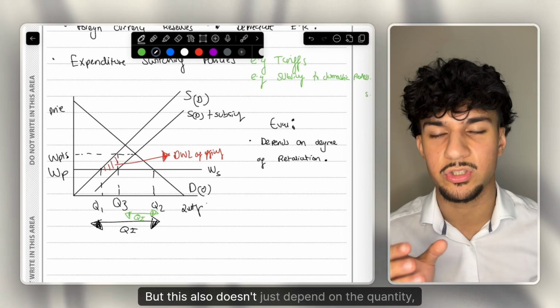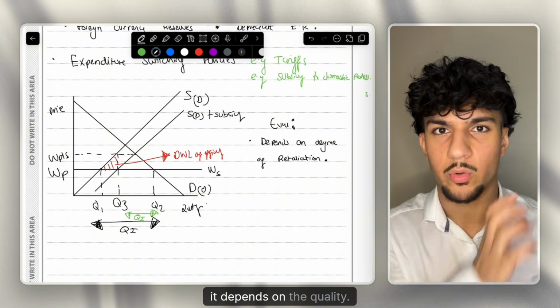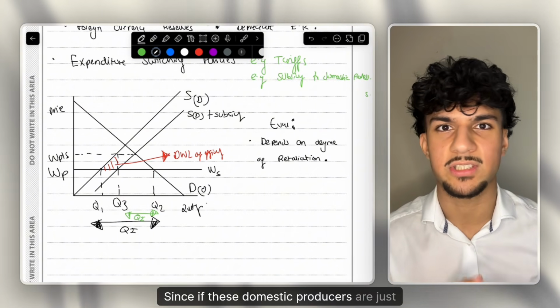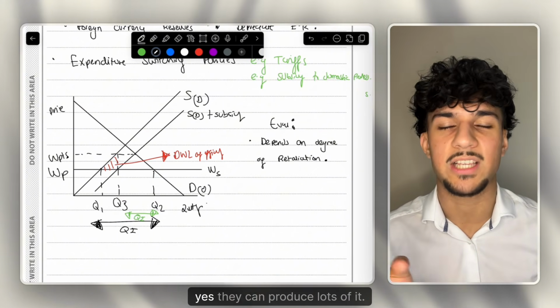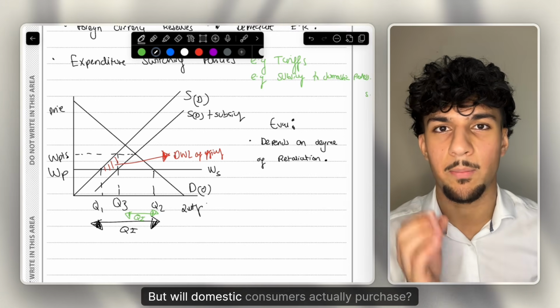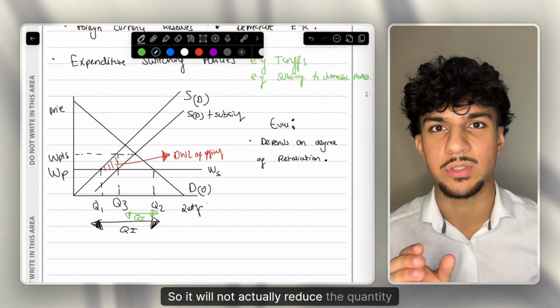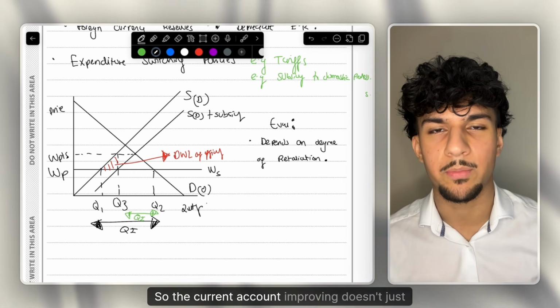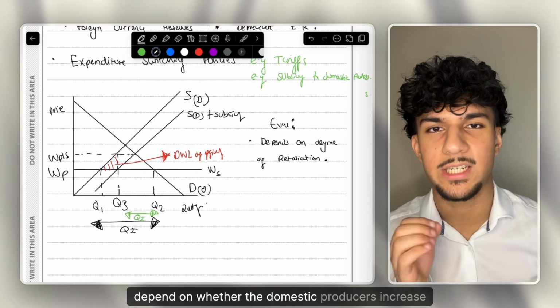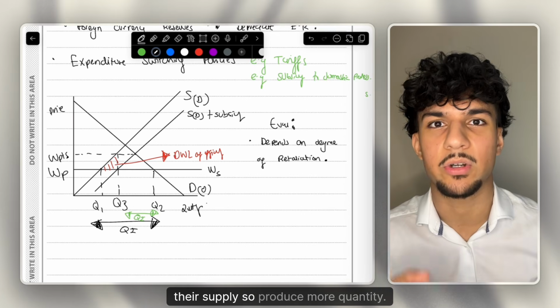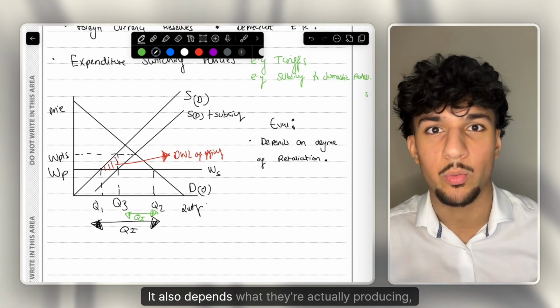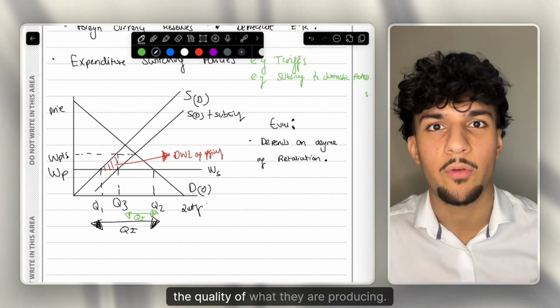But this also doesn't just depend on the quantity, it depends on the quality. Since if these domestic producers are just producing absolute garbage, yes, they can produce lots of it, but will domestic consumers actually purchase it? Probably not. So it will not actually reduce the quantity imported. So the current account improving doesn't just depend on whether the domestic producers increase their supply, so produce more quantity. It also depends on what they're actually producing, the quality of what they are producing.